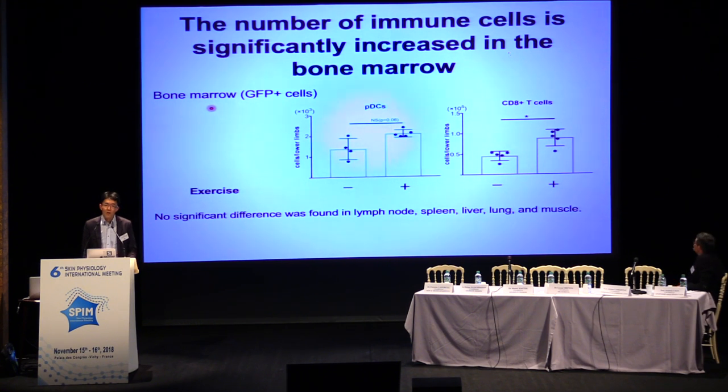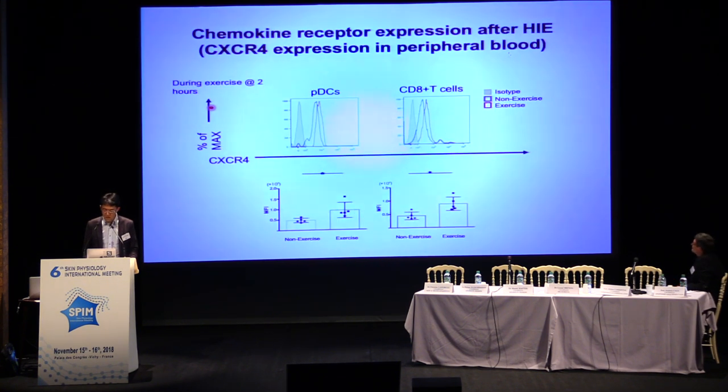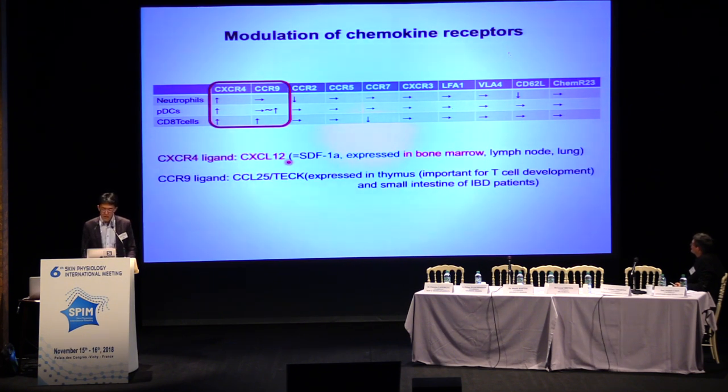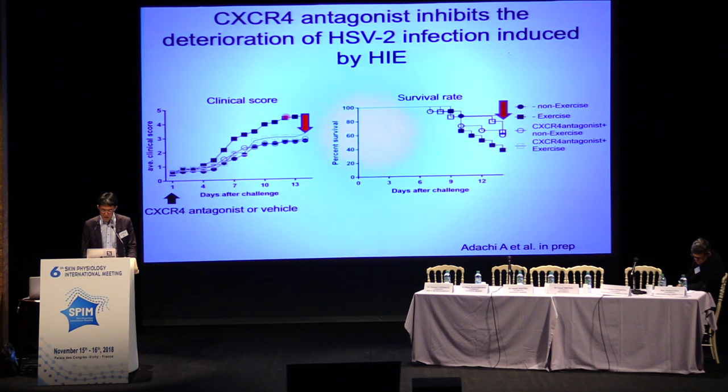We checked the whole chemokine receptor expression of plasmacytoid dendritic cells, and we found that CXCR4 chemokine receptor expression on PDC goes up after high intense exercise, not others. CXCL12, a chemokine that is a ligand of CXCR4, is highly expressed in bone marrow. So the next question is whether this chemokine receptor signaling is really important for PDC migration into the bone marrow. We used a CXCR4 antagonist, and we found that the aggravated virus infection clinical score and survival rate were rescued by the CXCR4 inhibitor.